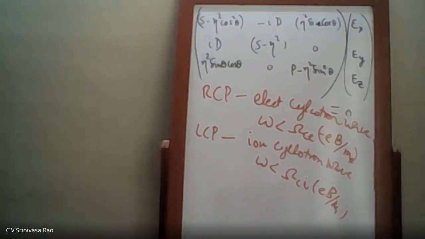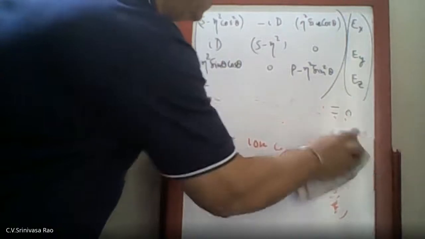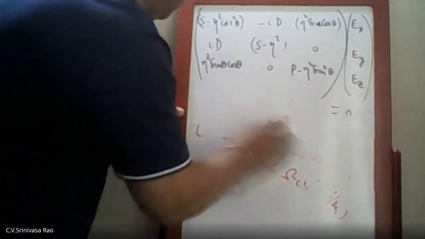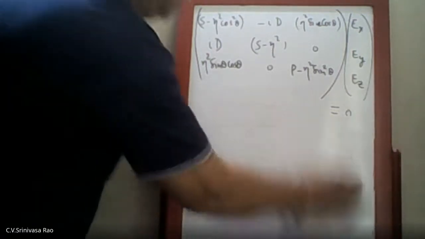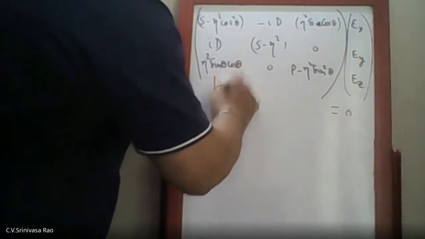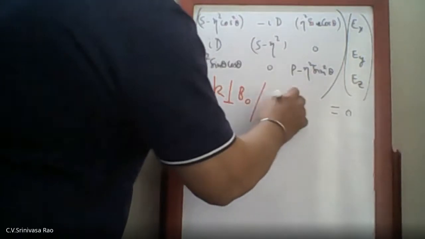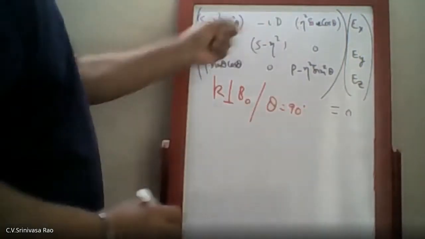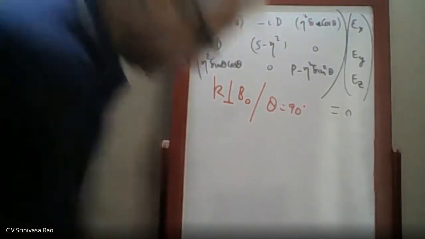So today what I would like to do is consider the case of propagation of waves perpendicular to the magnetic field. This was parallel to the magnetic field. So basically you have to put this perpendicular to B naught. So therefore theta is 90 degrees. So put this value for cos theta, sin theta. So this whole thing will reduce. So we'll see how this gets reduced.